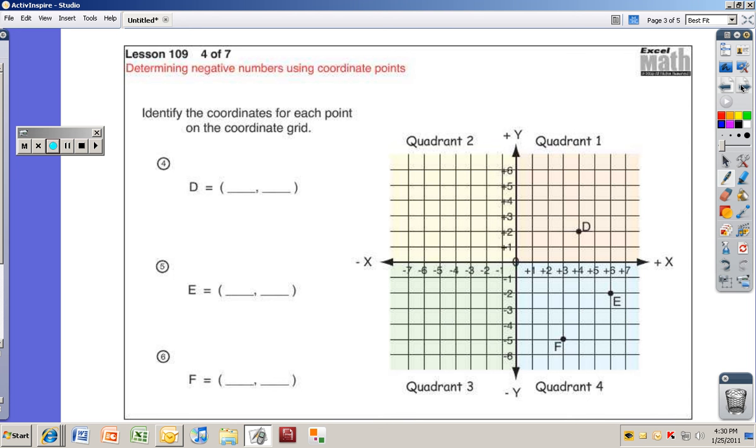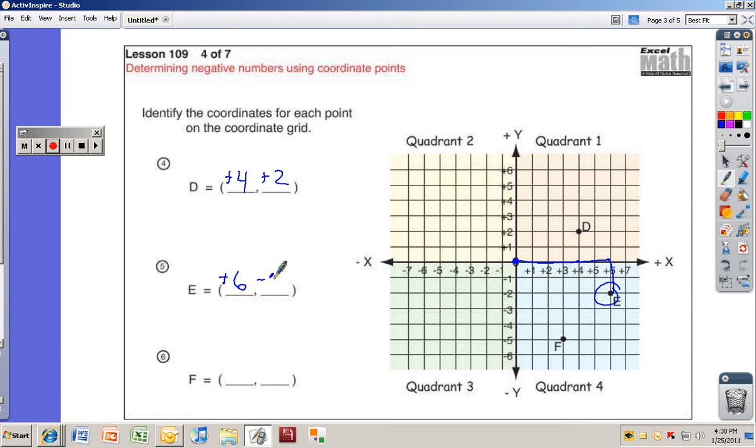Okay, D, help me out here, you guys. Starting at 0. You fly to positive 4. Positive 4, and then? Go up to positive 2. Yes, good, okay. Now what about E? Where do I go first? You fly to positive 6. Positive 6, and then what? Down. Down, so it's going to -2.